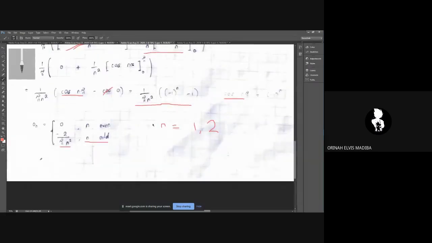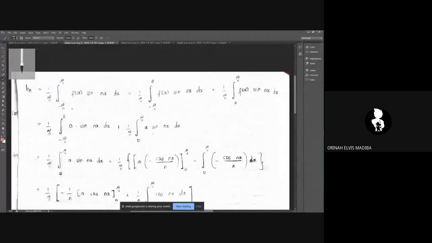We shall go to the second part. Right, for bn, same thing. The formula is 1 over pi integral of f(x) sine nx dx. We break it into two parts: the first part ranging from negative pi to 0 of f(x) sine nx dx, and then the second part from 0 to pi of f(x) sine nx dx.